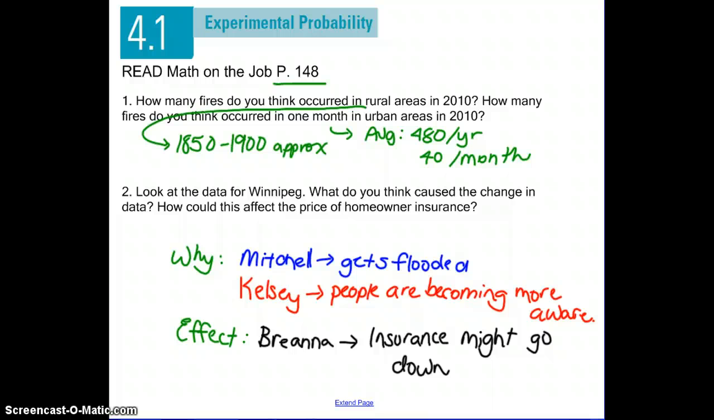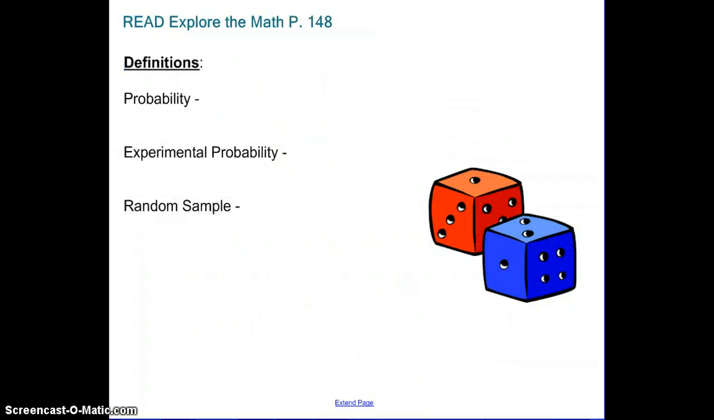Now, some reasons that there could be a change in the Winnipeg data. You'll notice that the data is decreasing, or that the values of fires are going down, and some reasons why. Mitchell says that Winnipeg tends to get flooded. Kelsey says that people are becoming more aware. Kelsey's answer is what my answer key says. Mitchell's is a very good idea also. The effect that this has on insurance, Brianna says insurance might go down because of all the data that's been collected. So that's a very good answer also.